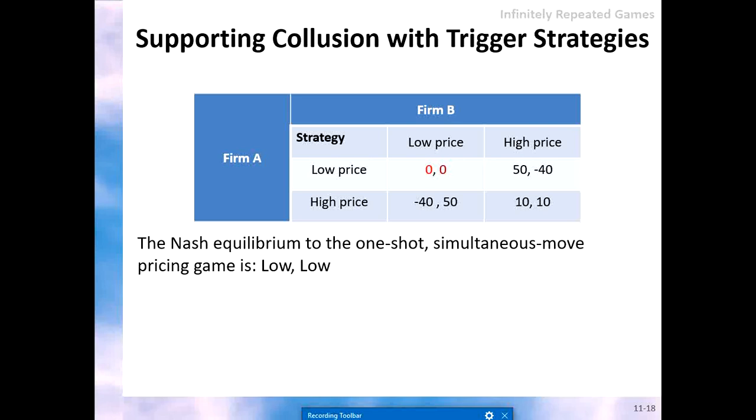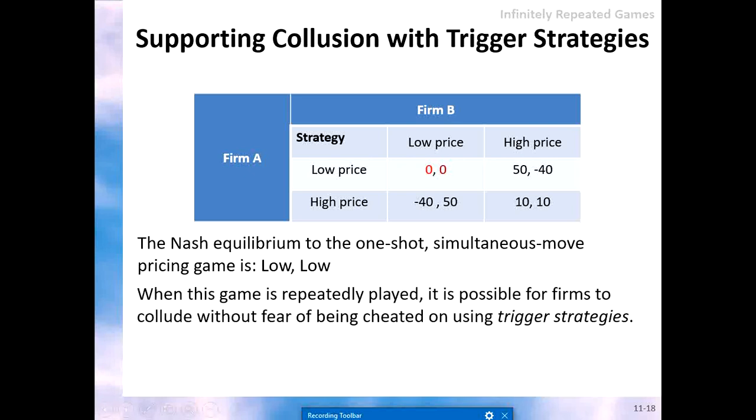If firm A chooses a high price and firm B chooses a low price, firm A will lose 40 and firm B will gain 50, because all consumers of firm A will go to firm B. If both of them charge a high price, they will each get 10. So the Nash equilibrium for a one-shot simultaneous pricing game here is similar to the previous one, 0-0. But this is only one shot; we assume that this game is repeatedly played. So it is possible for firms to collude without fear of being cheated using trigger strategies.